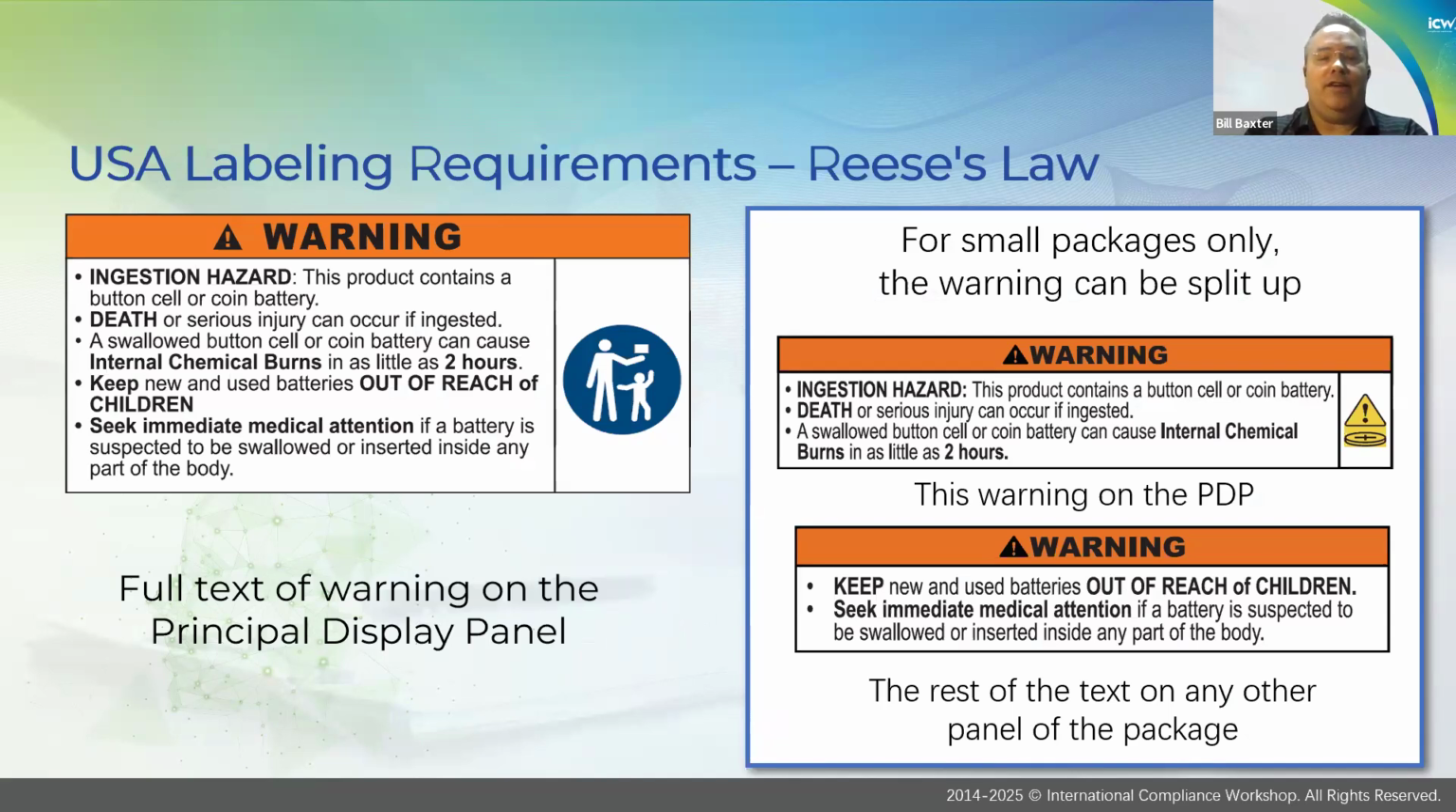The 4200A is very specific about the words that have to be on the product. So the UL 4200A requires exactly the words shown here, and they require exactly the capitalization and the bolding shown here. And the only real difference you get to have is, do you want to use the yellow triangle symbol or the blue circle, keep away from children?